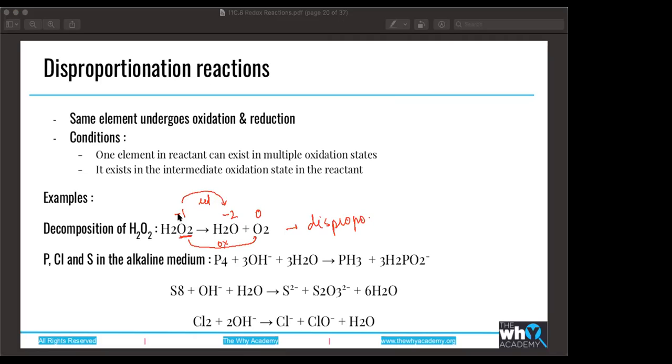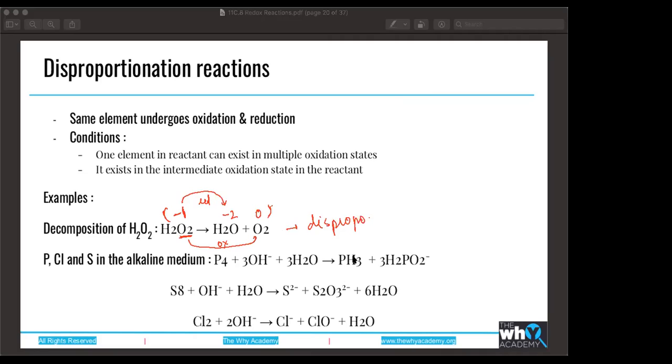So you can see that -1 is in between 0 and -2. So it's in one of the intermediate oxidation states. And also oxygen is able to exist in all three oxidation states, which is why this reaction is possible. That's all there is. And of course, you've got other examples.